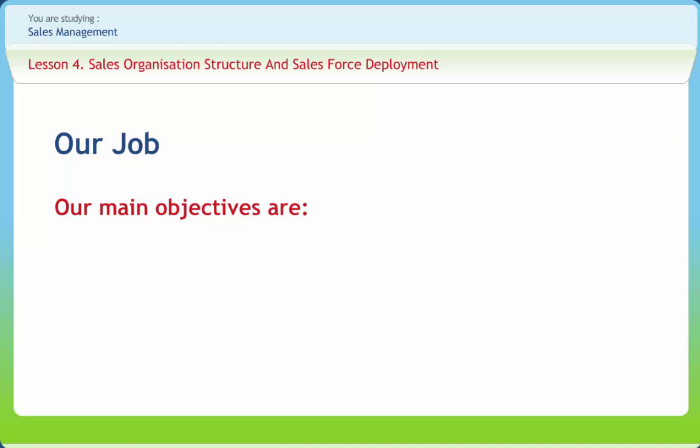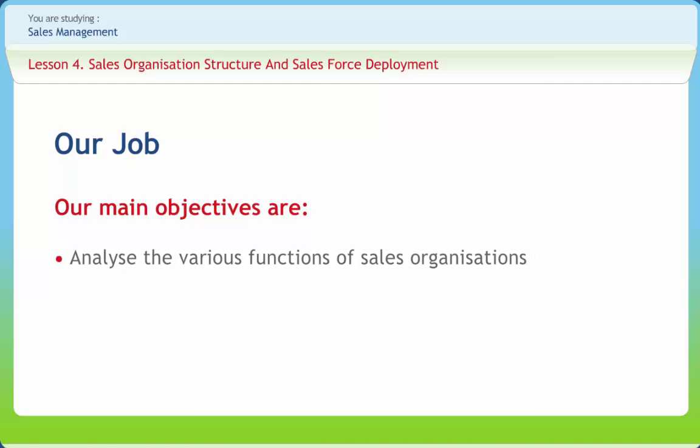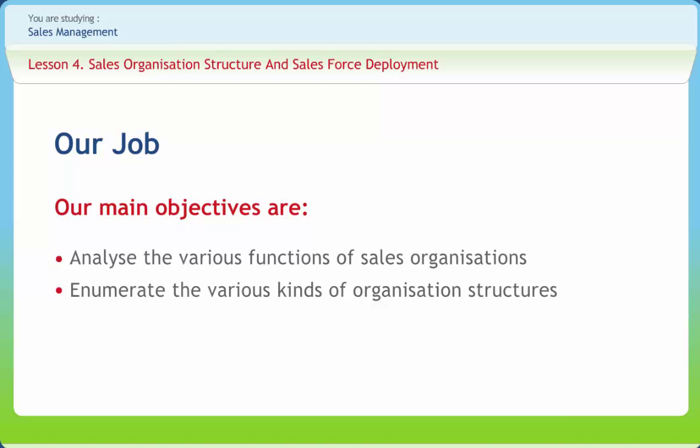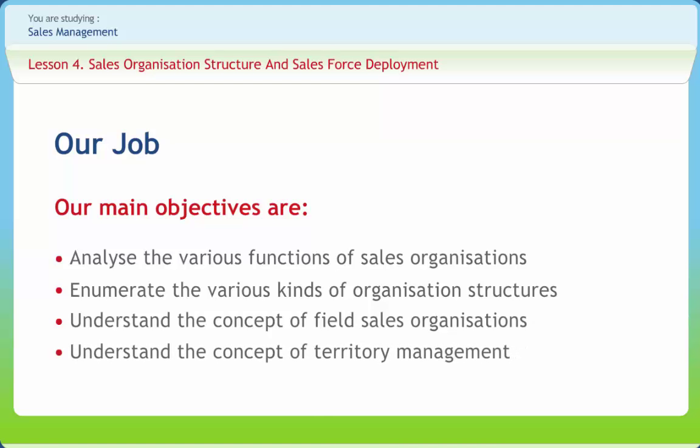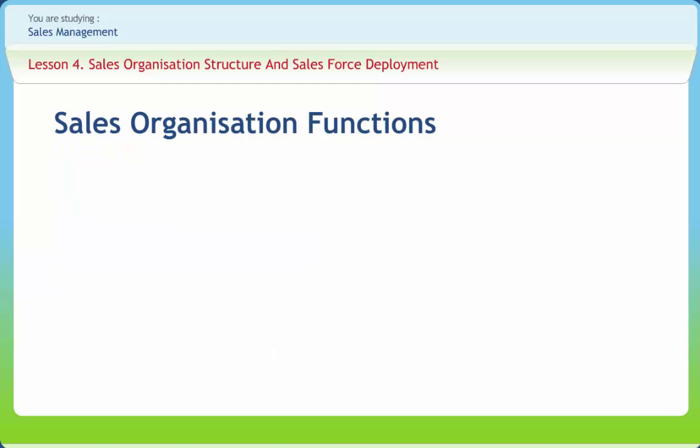It follows from the previous slide that after studying this lesson, you should be able to analyze the various functions of sales organizations, enumerate the various kinds of organization structures, understand the concept of field sales organizations, and understand the concept of territory management. A high-performance sales organization is any organization that creates clear, incremental, and positive business value for its customers, and through this is seen by its customers as being clearly differentiated from its competitors.